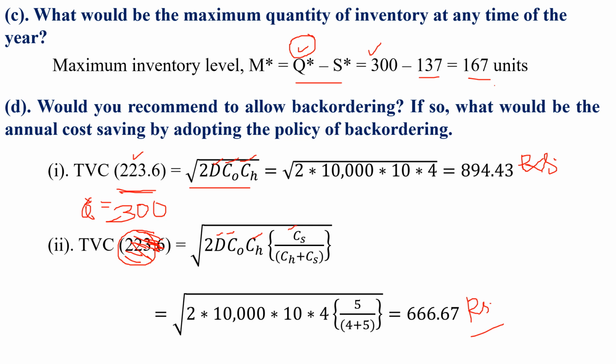Here we compare the cost with shortage and without shortage. When shortage is allowed, it is reducing the variable cost compared with when shortage is not allowed. Then the question is asking, would you recommend allowing the back ordering? Yes, we have to allow the shortage.